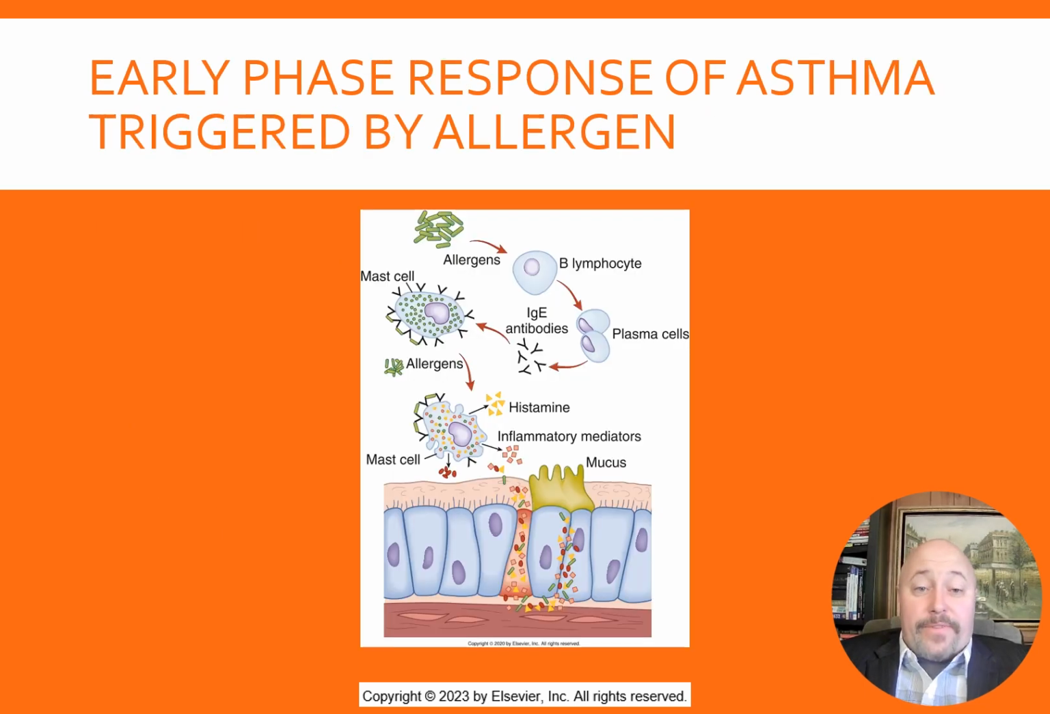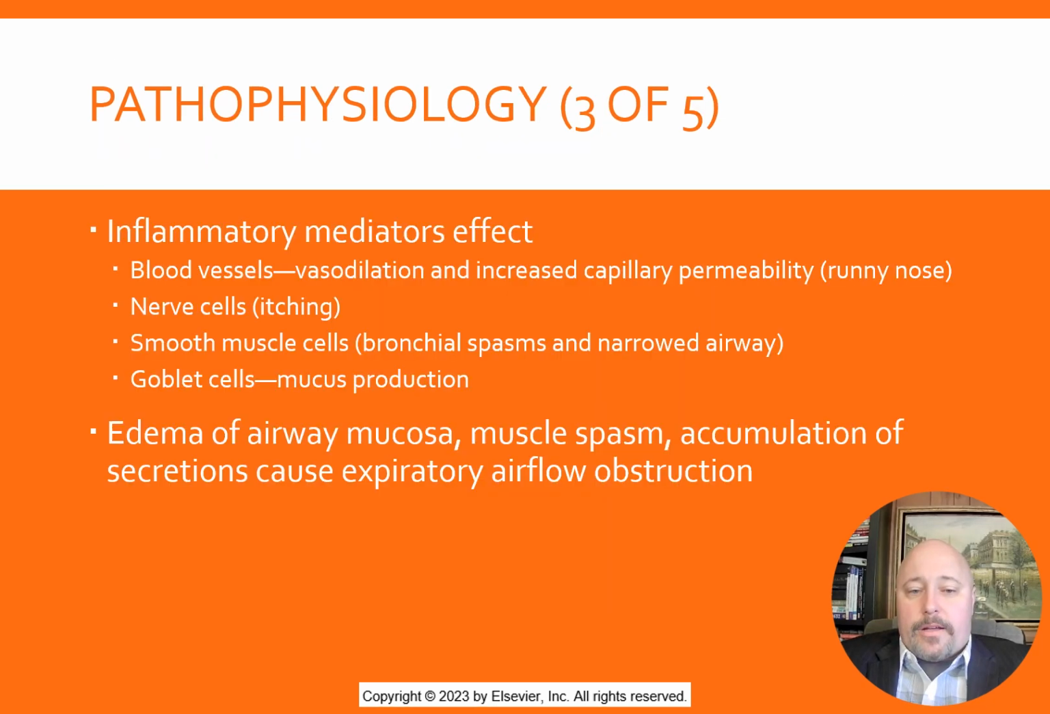Here we also have figure 31.4 from the text, and it shows an allergic reaction that's triggered when an allergen cross-links IgE receptors on mast cells, which are then activated to release histamine and other inflammatory mediators. These inflammatory mediators affect blood vessels, such as vasodilation, increased capillary permeability, nerve cells, resulting in the itching, smooth muscle cells, resulting in that bronchial spasms and narrowed airway, and goblet cells, responsible for mucus production.